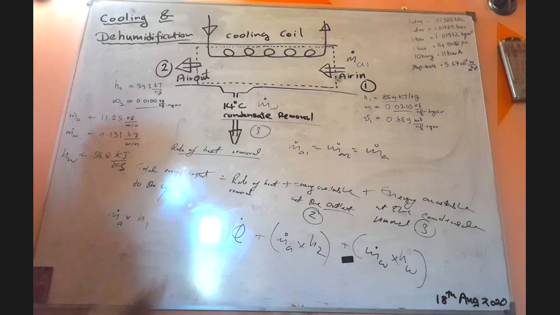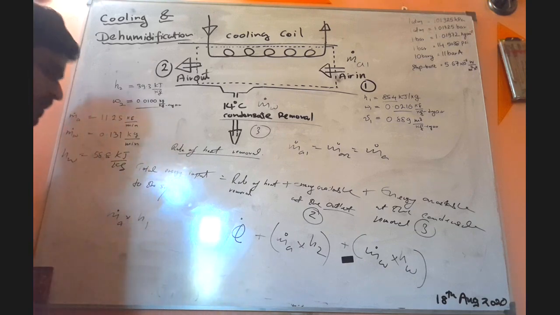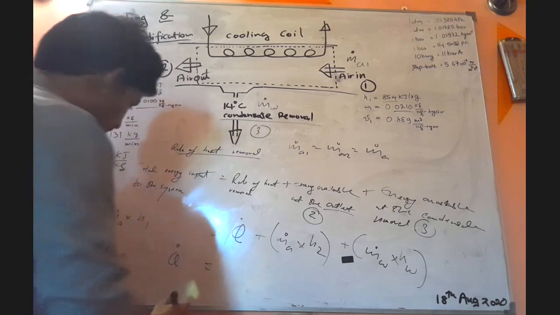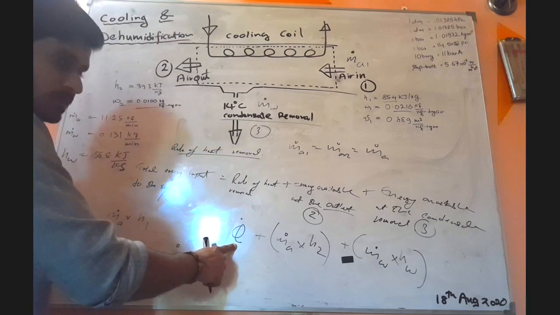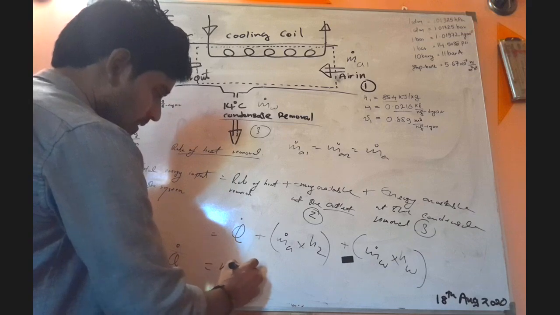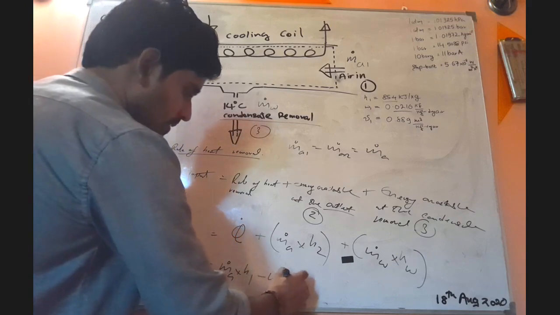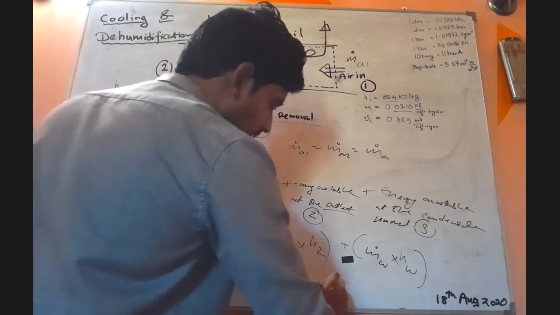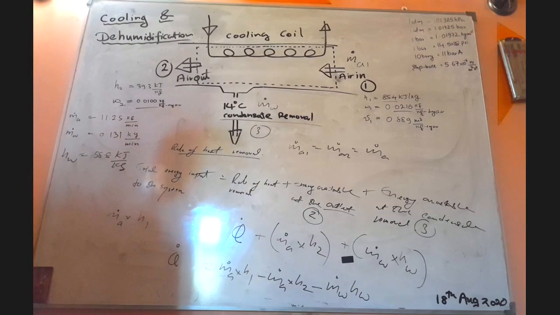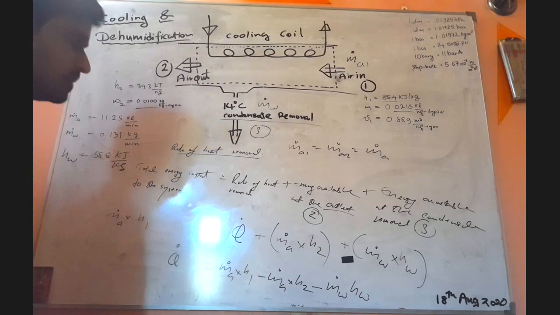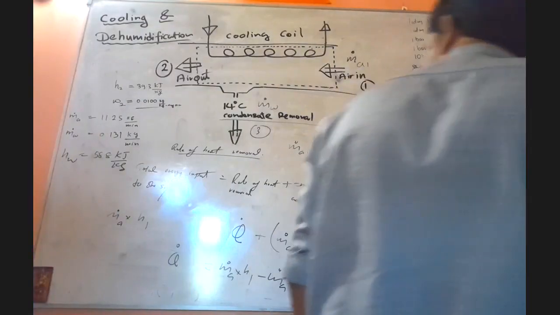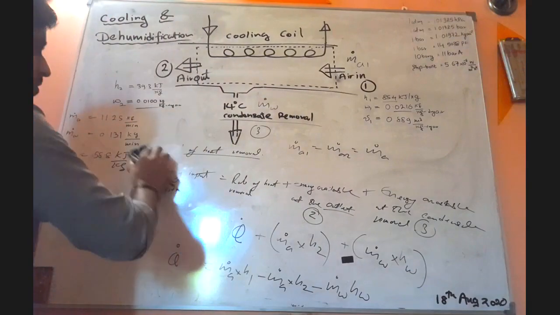So now this is the equation. So now Q dot you can find. How to find Q dot? So let's subject this one. Q dot equals ma dot times h1 minus ma dot times h2 minus mw dot hw. Got the point? Right. Shall I erase the top part? I will erase the top part. I hope you have taken this, okay?